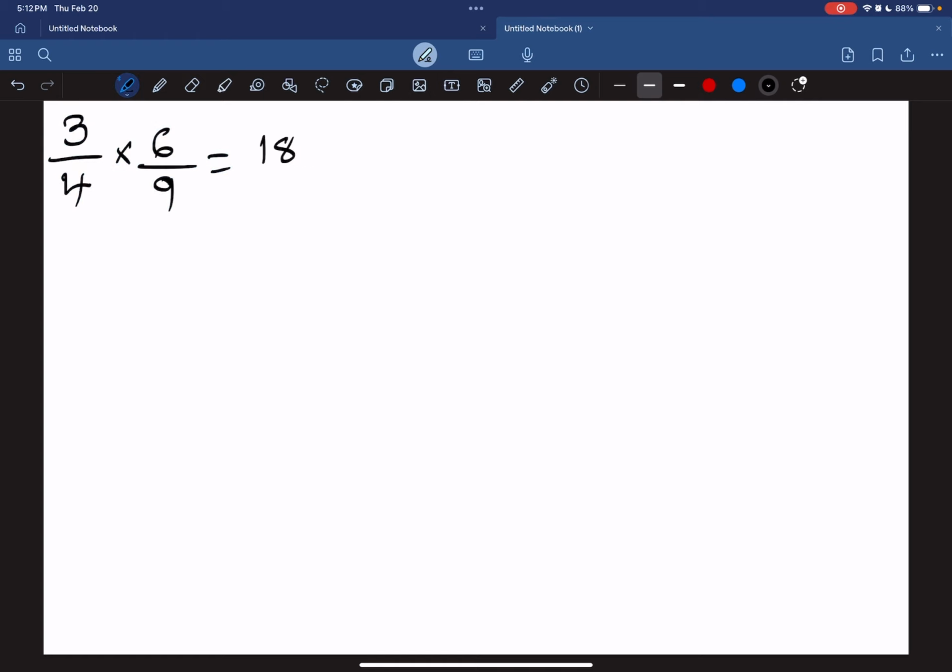Numerator, numerator, denominator, and denominator. Now 4 times 9, that's 36. Alright. So that's me right here. So cool. Looking at this, I know that 36 and 18 can both be divided by 9. If you cannot figure out the biggest number, both of these are even numbers, so I can use 2.